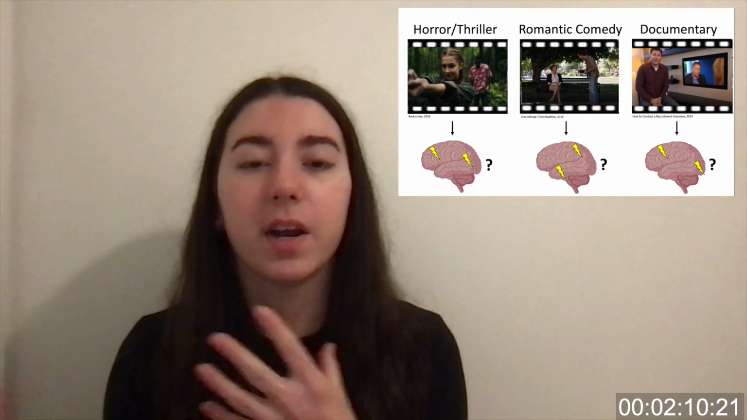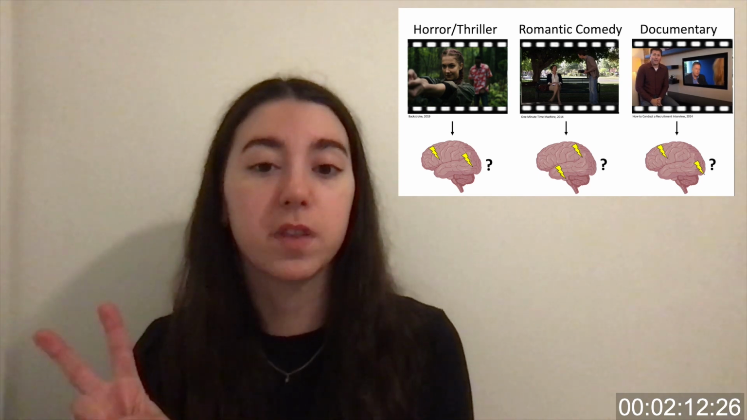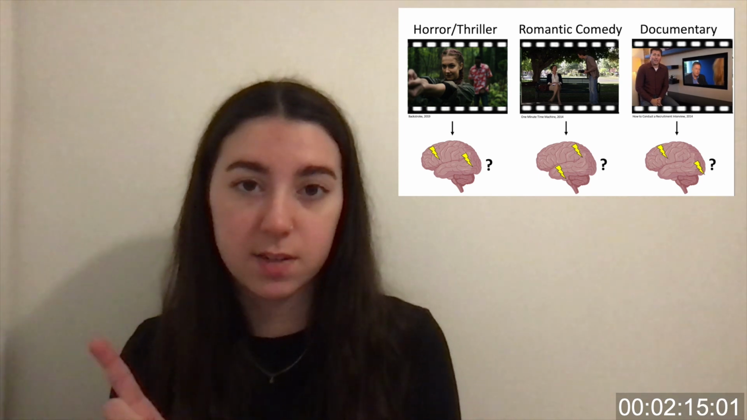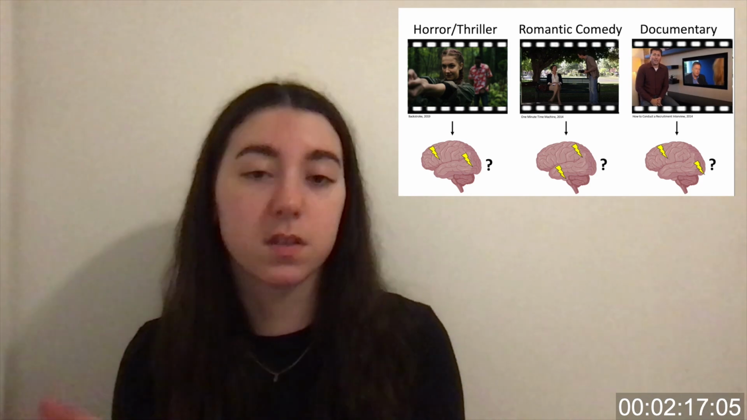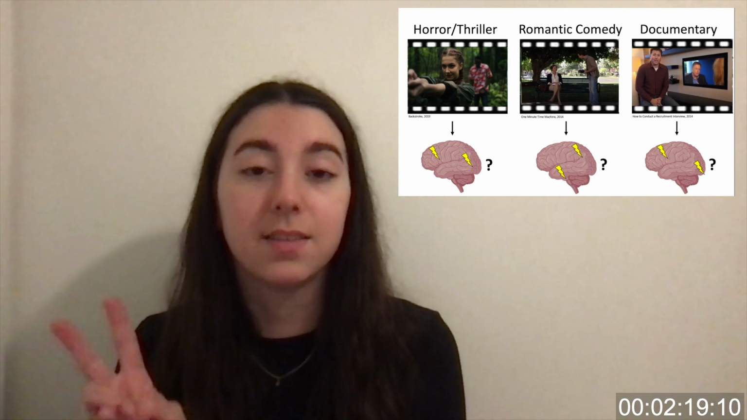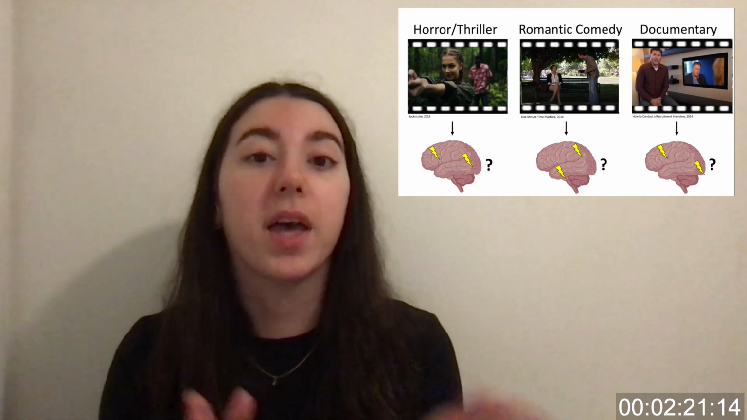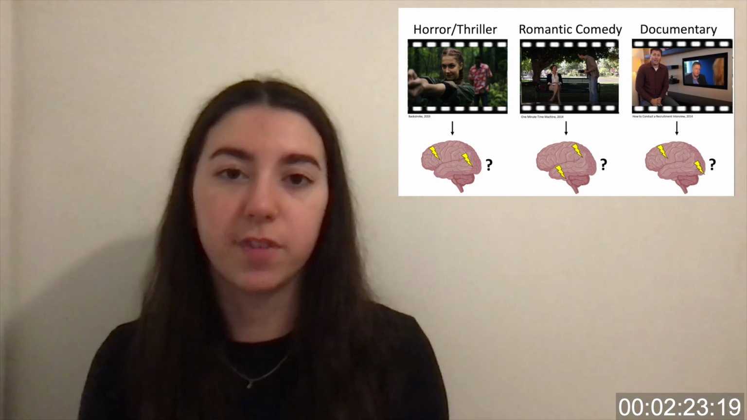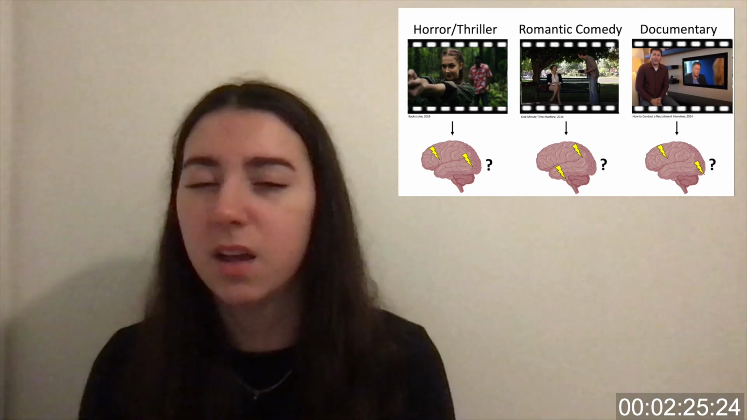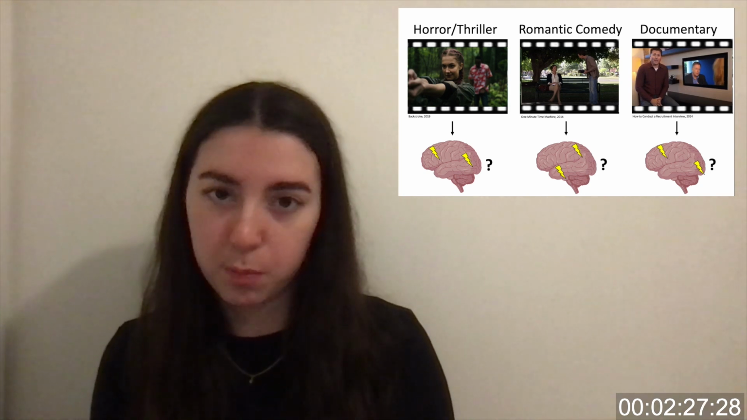We can then compare these maps to each other to see 2 things. First, the similarities in brain activity, regardless of genre, and second, the differences in brain activity depending on genre, depending on if that film was really scary and intense, very happy and romantic, or just plain boring.